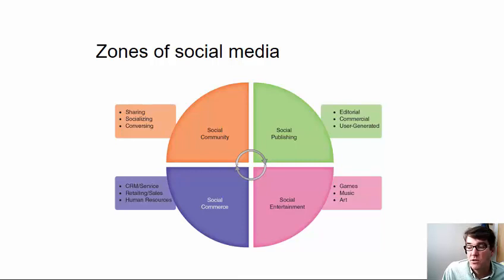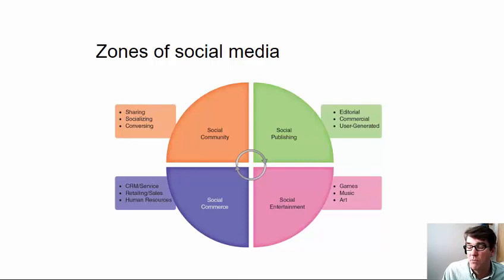The first zone is social community. This is really a zone where a lot of networking takes place. It's where relationships are oftentimes built, through social community. People get on and they'll interact with each other using this. They'll share, they'll socialize, and they'll converse.